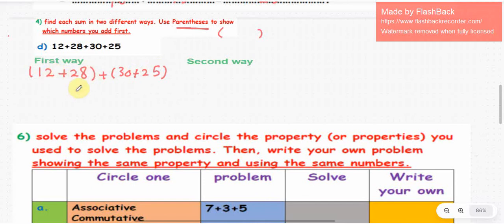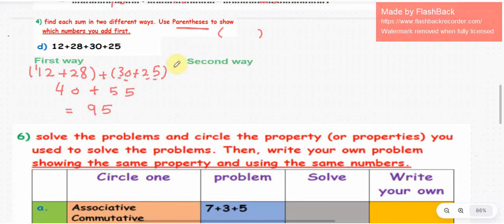Okay, find the answer of the first bracket. 2 plus 8 equals 10, 0 and carry up 1. 1 plus 1, 2. 2 plus 2, 4. Plus, here, the second bracket, 0 plus 5 equals 5. 3 plus 2 equals 5. And finally, get the final answer. 0 plus 5 equals 5. 4 plus 5 equals 9.